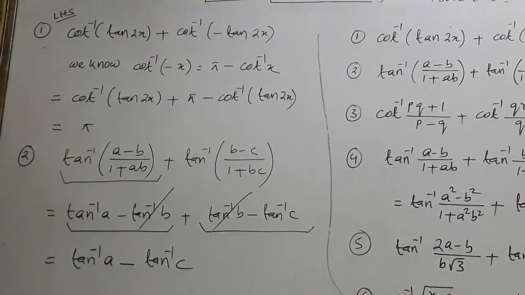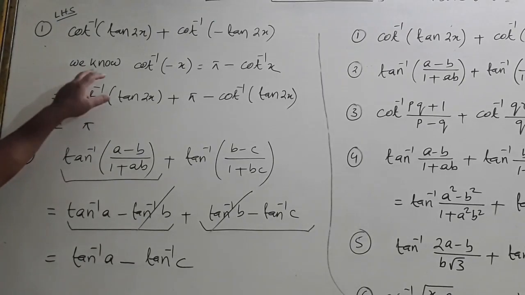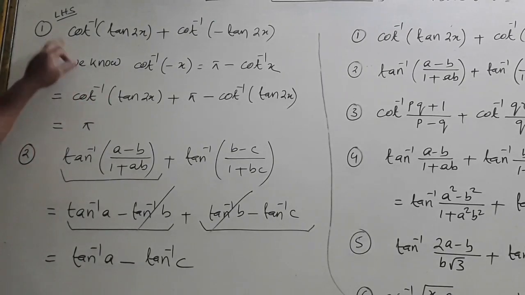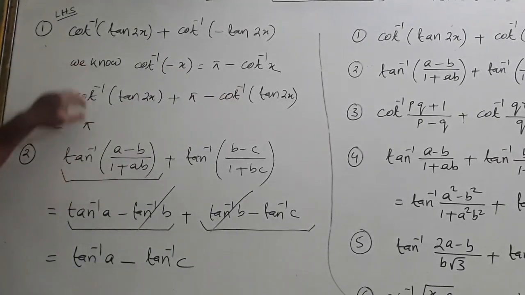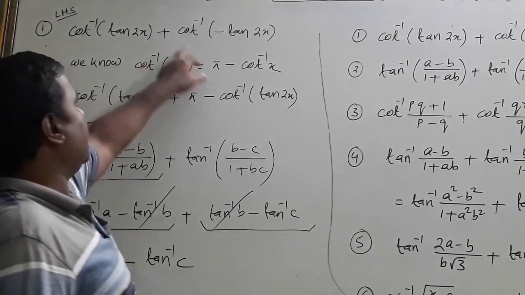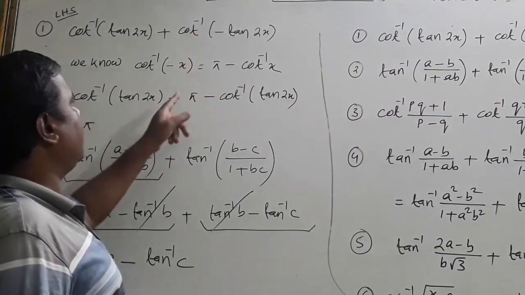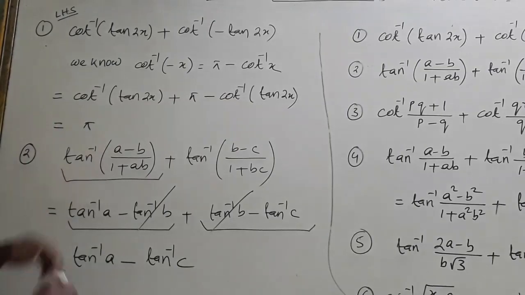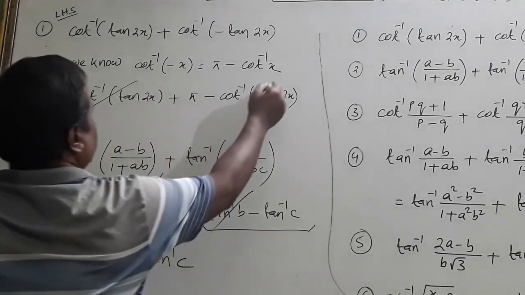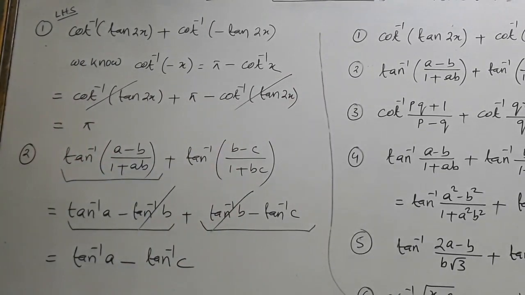Okay. Now in question number 1, this is the left hand side. You already know cot inverse minus x is pi minus cot inverse x. So this part remaining, and you should apply this formula for this pi minus cot inverse tan 2x. Now they cancel each other, tan inverse this cancels, and the result is what?